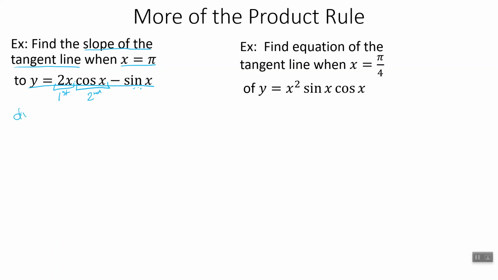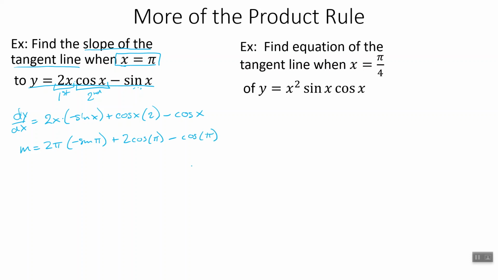So derivative of y, we could say that's dy dx, is first times derivative of cosine plus the second times derivative of the first. And then we just keep going. Minus derivative of sine. Derivative of sine is cosine. All right, now we want to know this when x is pi. So we are going to plug in pi now everywhere for x. So our slope is going to be equal to 2 pi times negative sine of pi plus 2 cosine of pi minus cosine of pi.